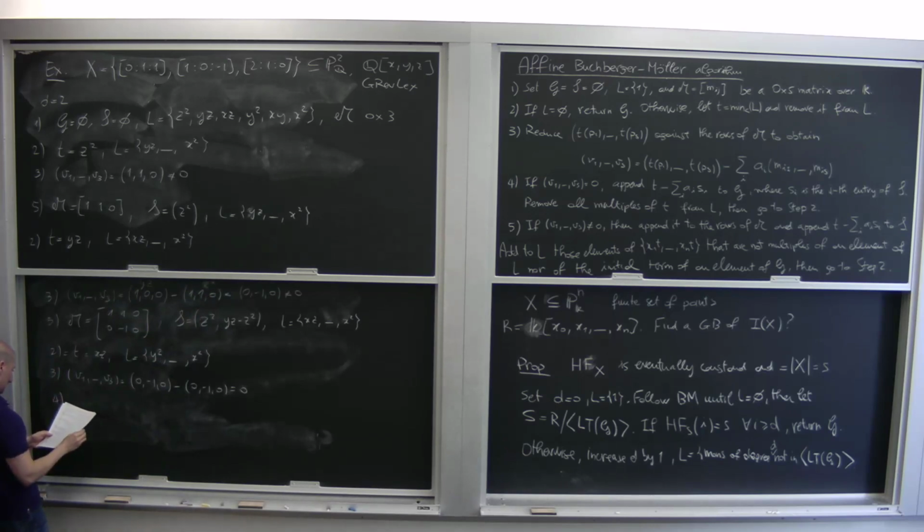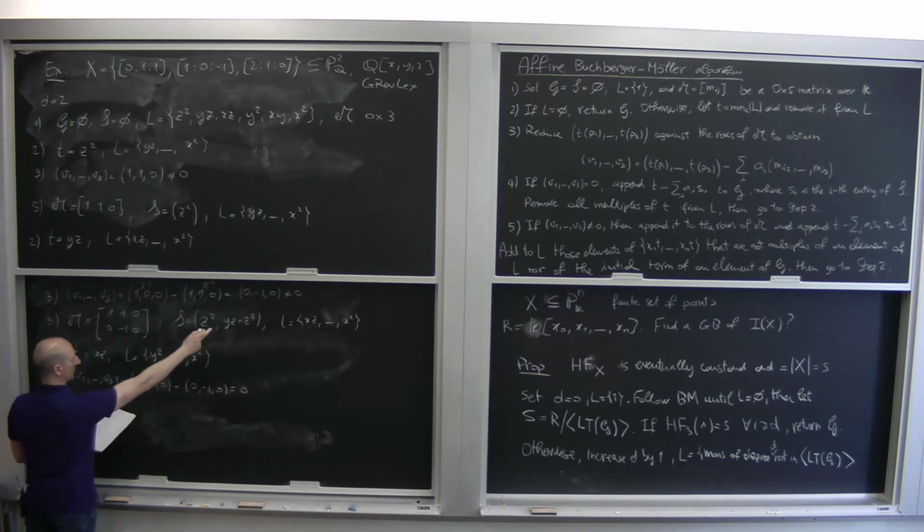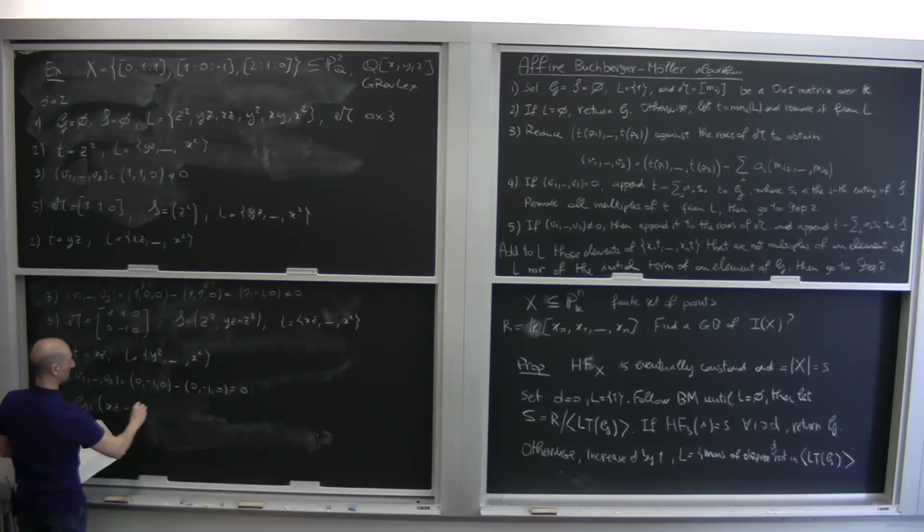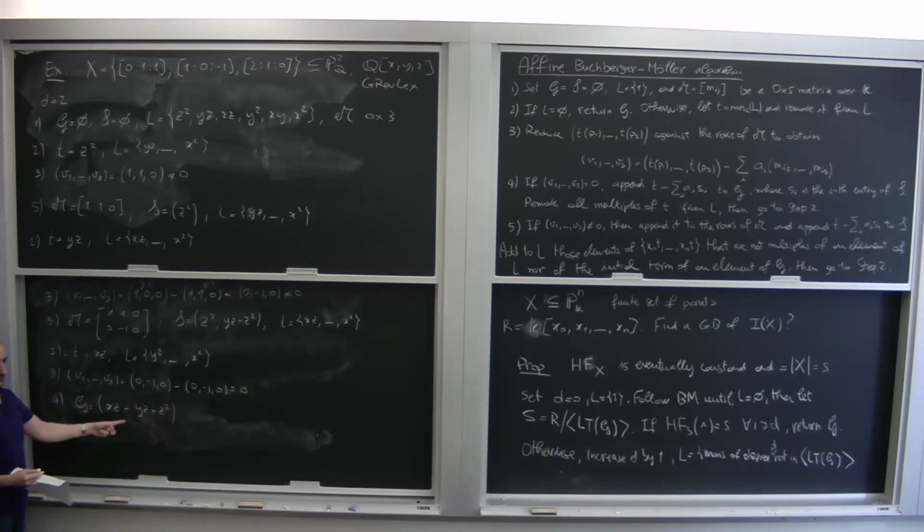But let me show you what happens here. G is this, we're appending something to G, right? So that would be this monomial is XZ, and then this thing is the second element we had in S. So minus YZ plus Z squared. And you can verify that this vanishes at the 3 points.